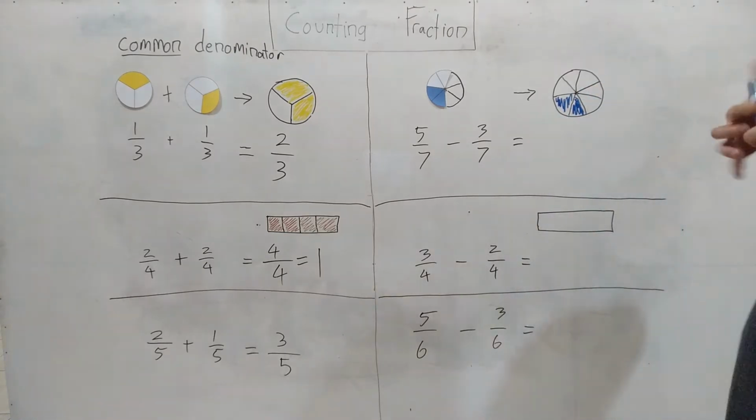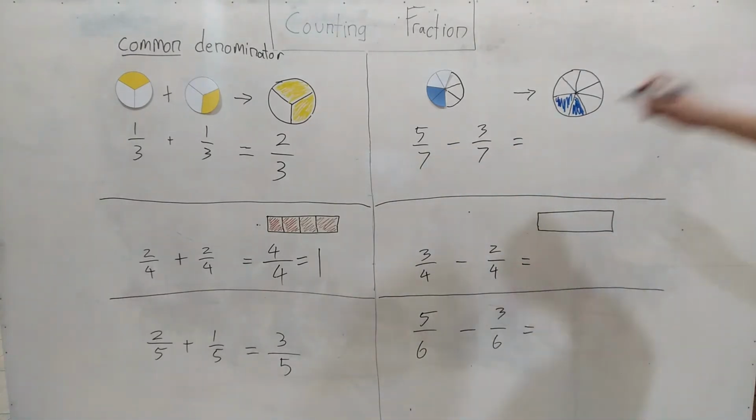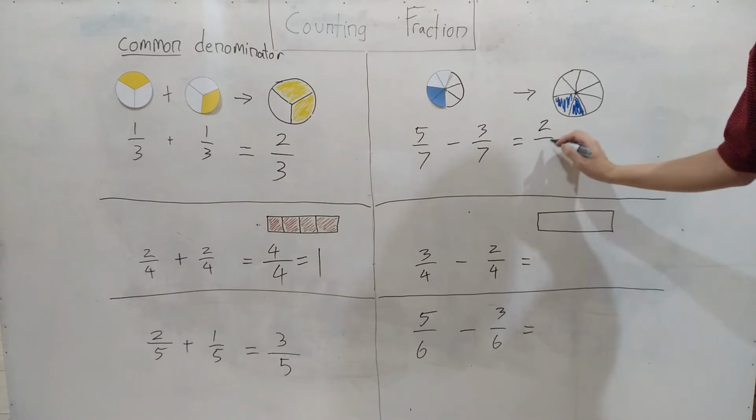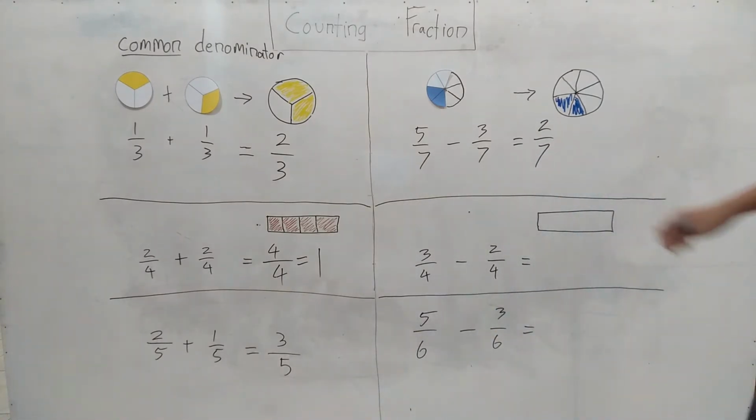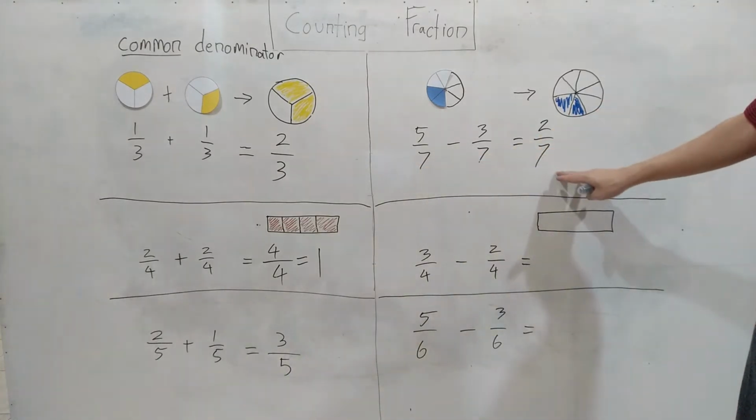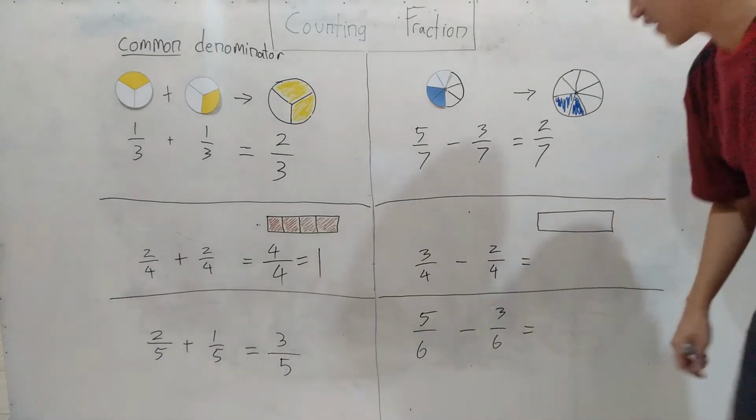So 5/7 minus 3/7 equals 2/7. If you see, the pattern is the same: the denominator stays while you do the operation on the numerator. Let's see the next.